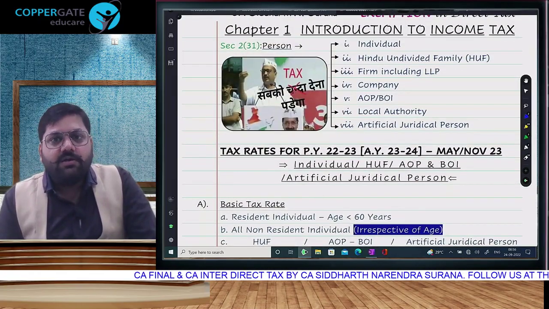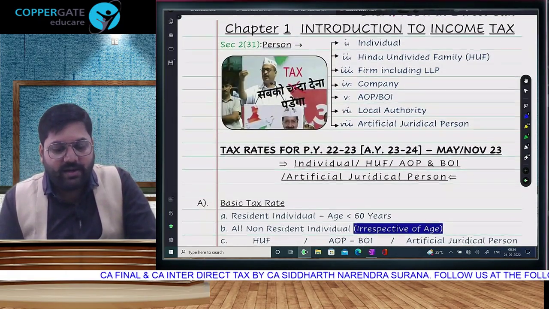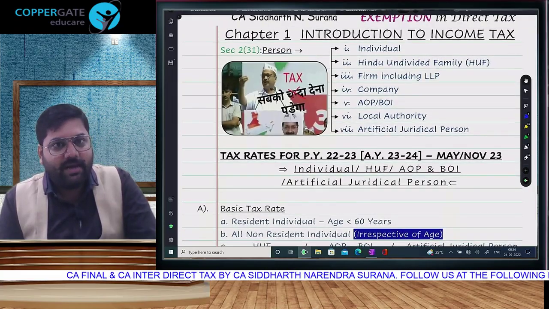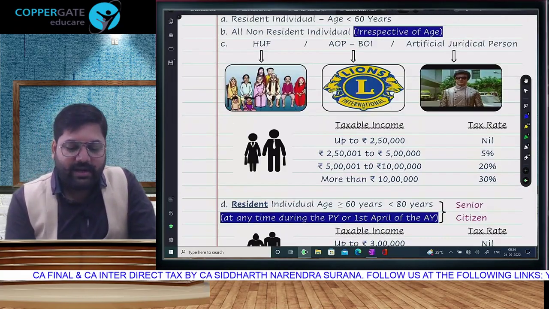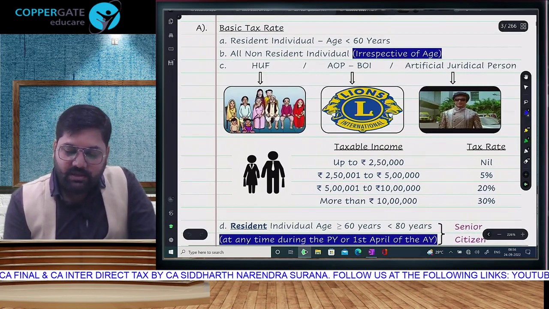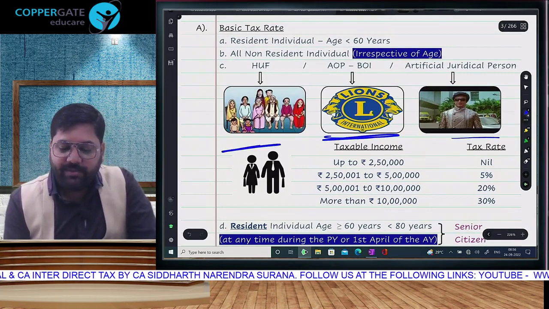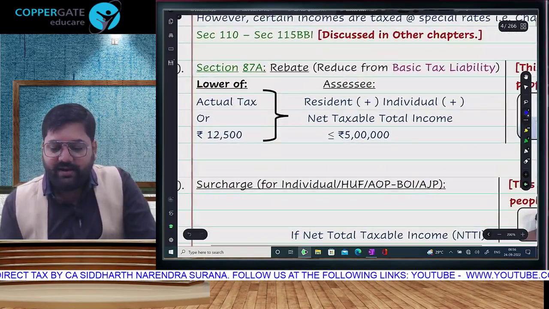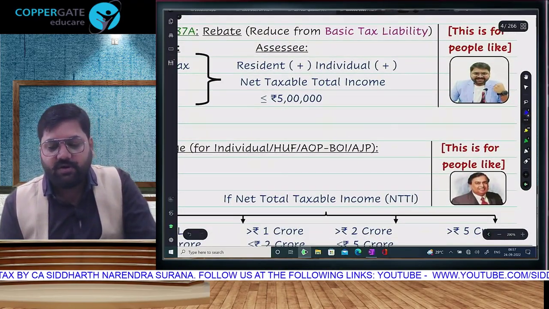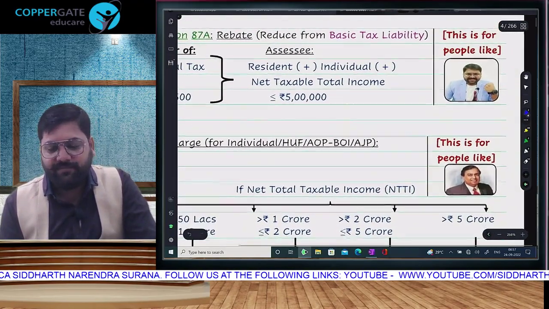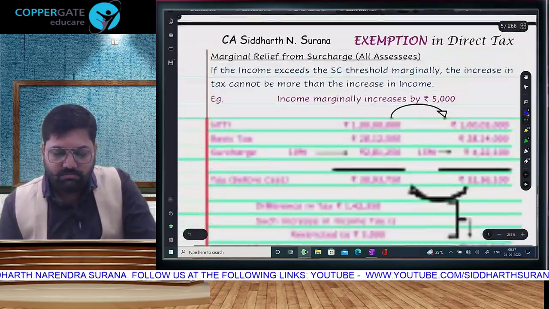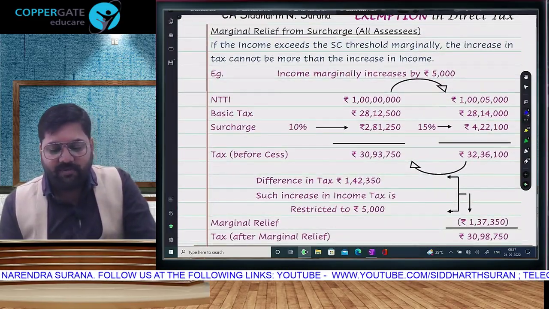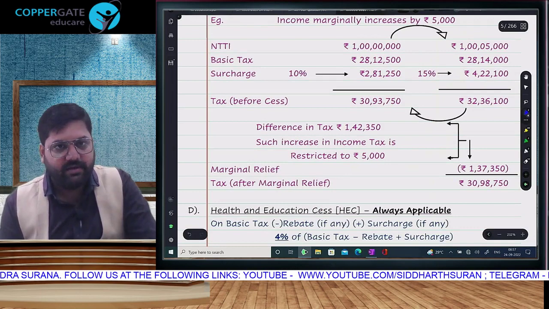Now that you have studied the full chapter, you will get an idea of all assessees liable to pay tax. You can get an idea about what is an HUF, an AOP, BOI, or an artificial juridical person. Now do we have an idea about the concept of rebate and the concept of surcharge? What kind of people does it apply to? This is the concept of marginal relief, the same example which we did in class.